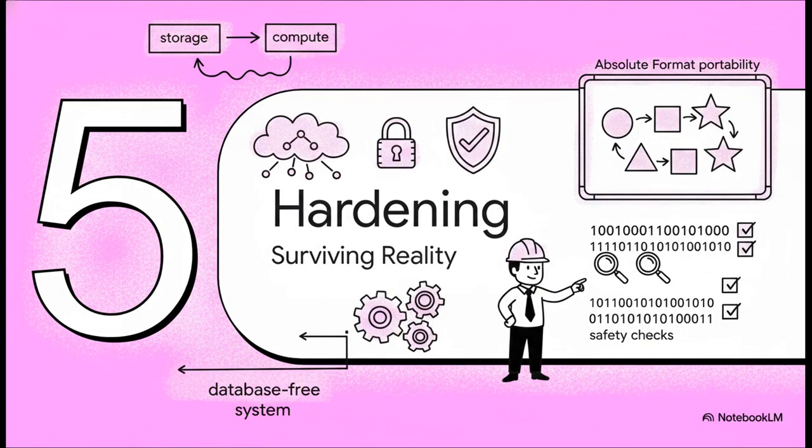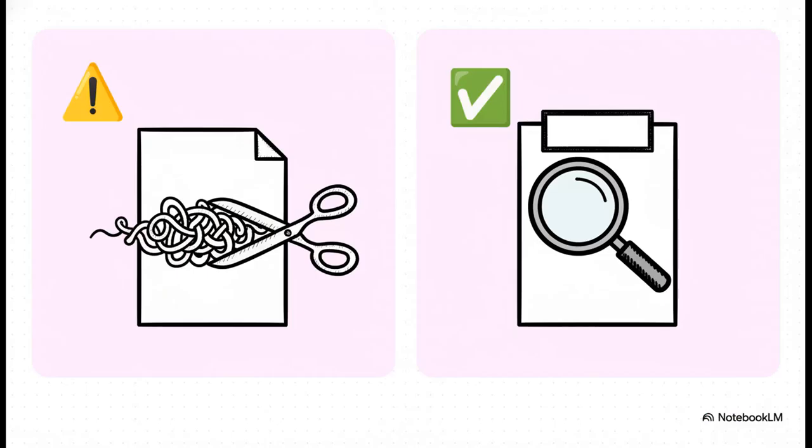Part 5. Production hardening, surviving reality. We have a working architecture now, but surviving reality means we need production hardening. A principal engineer knows we need absolute format portability and deep safety checks. A crucial point here is how the API server reads the file.